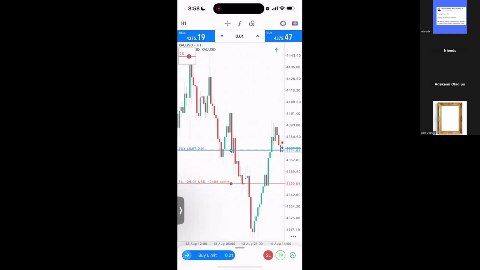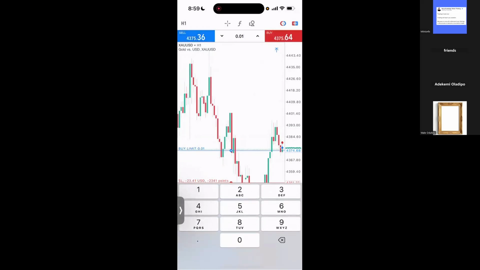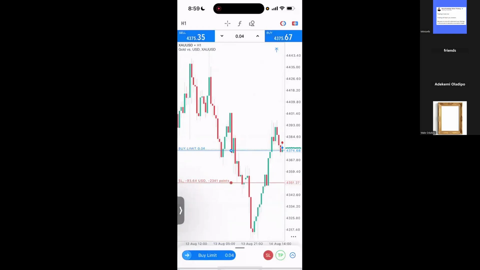So how much are you losing here? Is this 23.4? It's not up to your 100. So let's increase it. If we're using 0.01, we need about 4 times that. So let's try 0.04 and see if that works. Yeah, this is okay. So you can see with 0.04, you are going to be losing what? 93.6. Exactly.